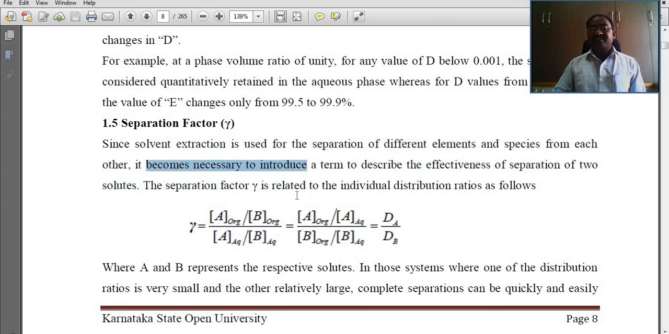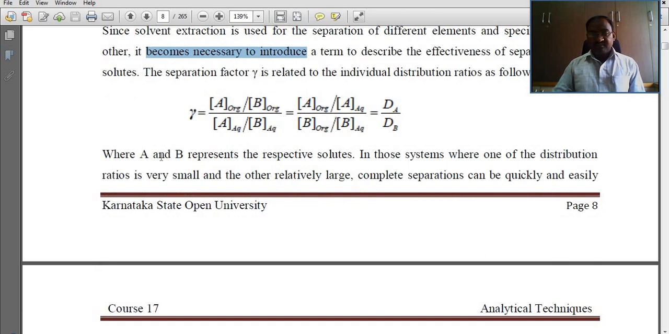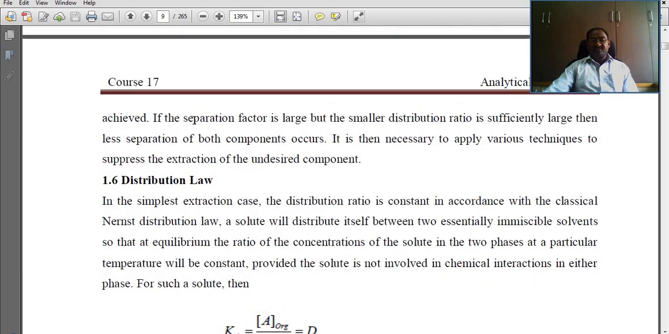It becomes necessary to introduce a term to describe the effectiveness of separation of two solutes, where A and B represent the respective solutes. In those systems where one of the distribution ratios is very small and the other relatively large, complete separation can be quickly and easily achieved.